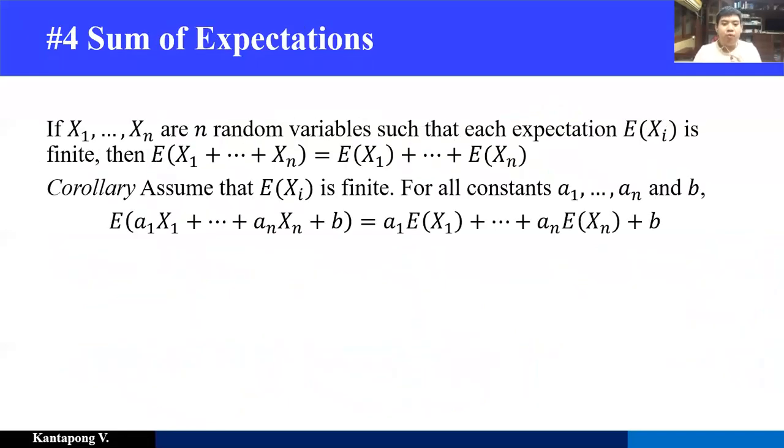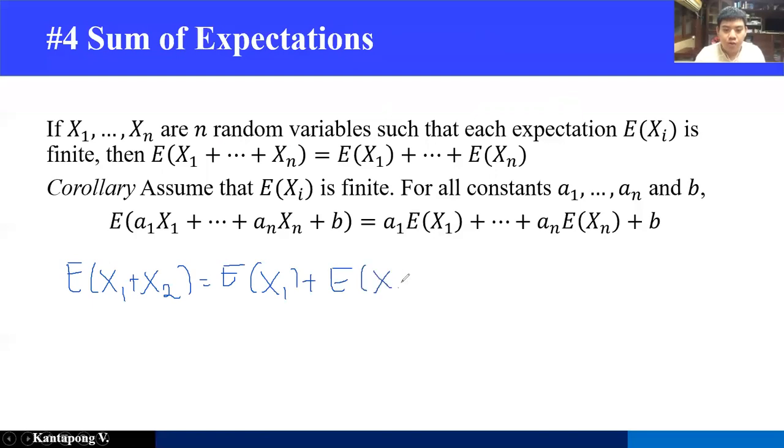Next, the sum of expectations. This one is a little bit simple. We have E of X1 up to Xn, so let's say two terms, and we extend it by induction. Let's prove the easy one: E[X1 plus X2] is equal to E[X1] plus E[X2]. How do you prove this one?